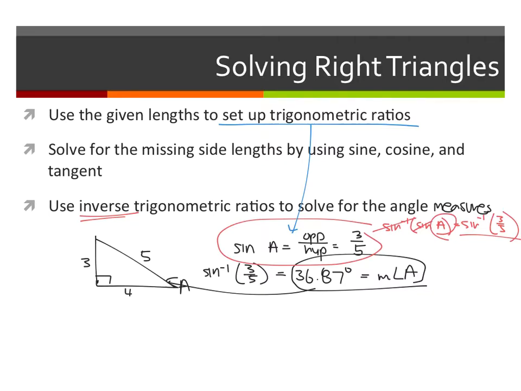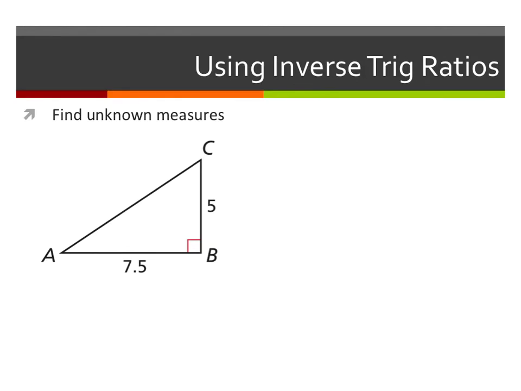Let's look at another example. We have a triangle with two known side lengths. We want to figure out the length of the hypotenuse. We want to know the measure of this angle over here and the measure of angle C. Let's jump right into it. Let's figure out the measure of angle A first.